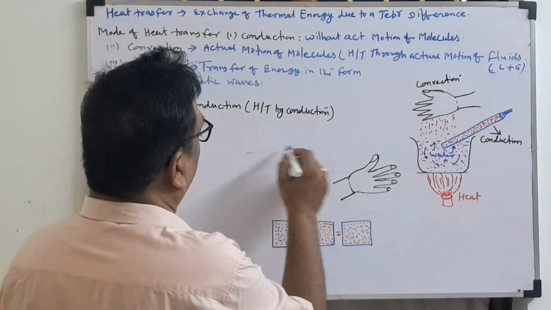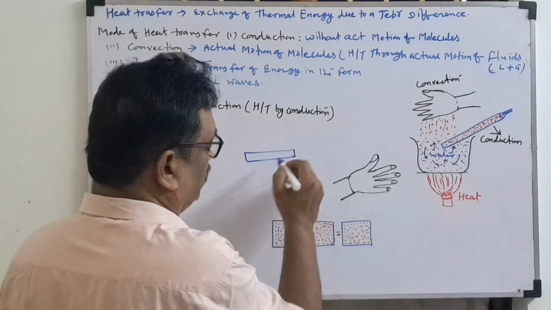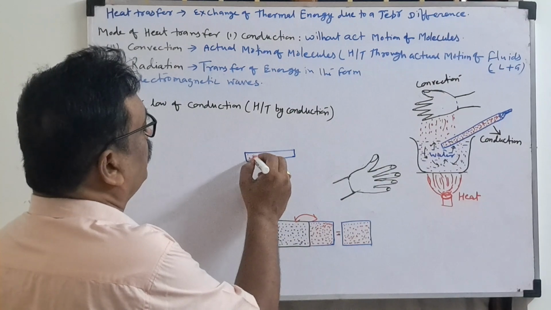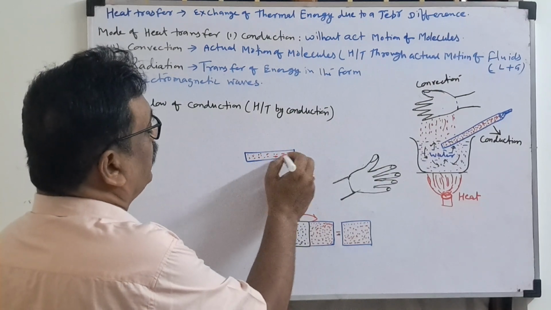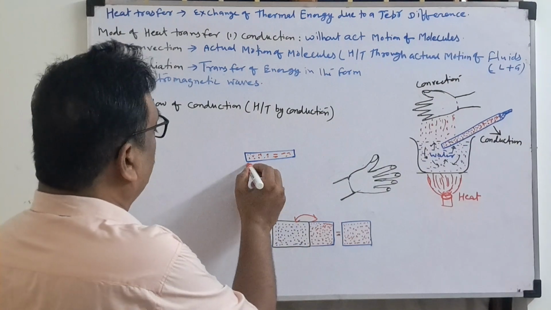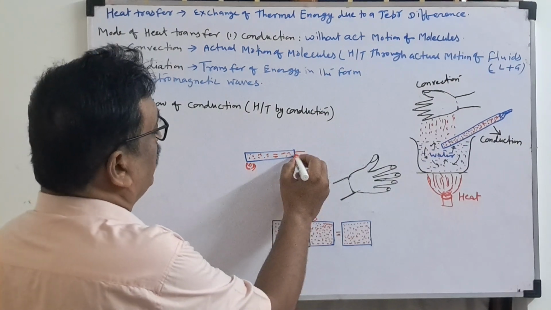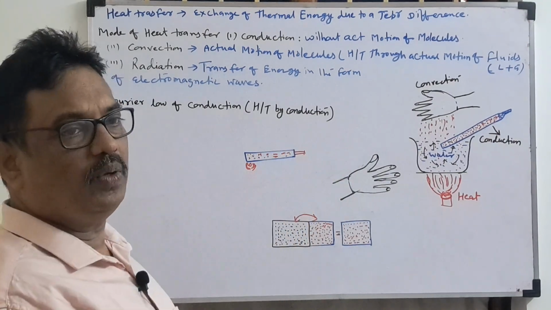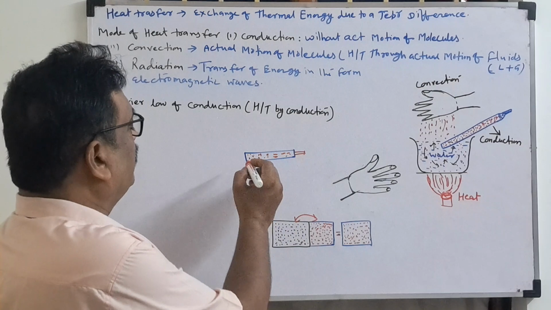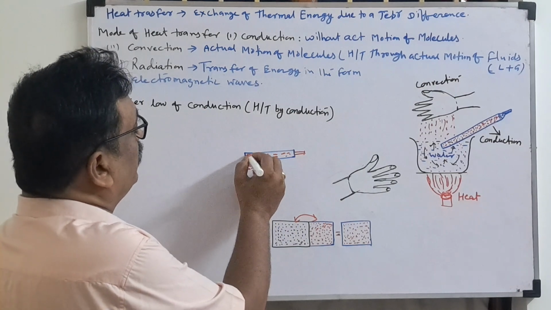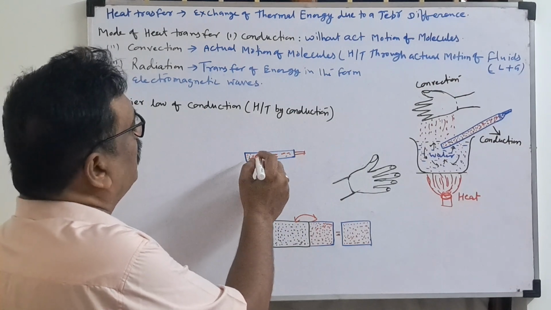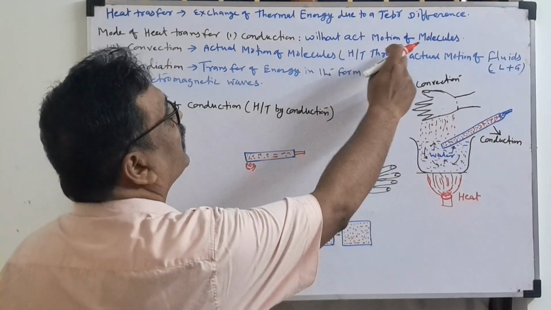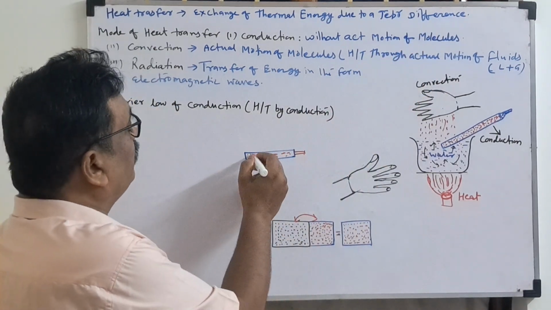See here, first one more example. Suppose an iron rod is there. In this rod there are a lot of molecules. Once you heat this part and catch the handle, after some time you will feel the heat. How does this happen? First you heat here, and the nearby molecules get heated. Those molecules do not change their place. That is why I wrote without actual motion of the molecules.